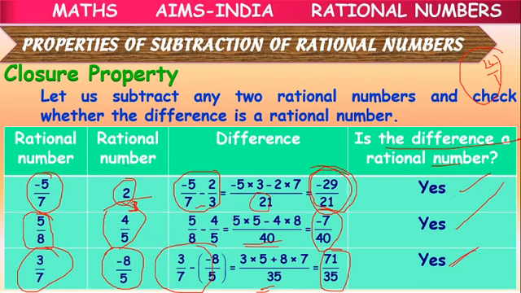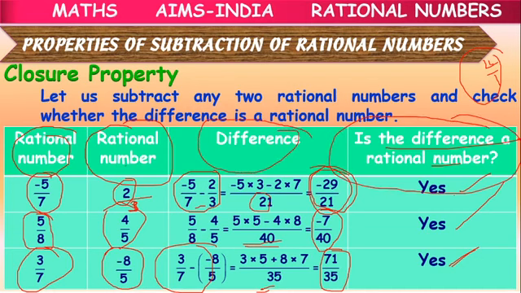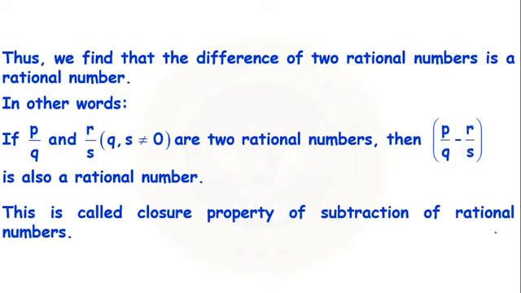So from this table, what we have observed is, if we are given rational number 1 and rational number 2, that means if we are given two rational numbers and we take their difference, is the difference also a rational number? Yes, the difference is also a rational number. It means the difference of any two rational numbers will also be a rational number.